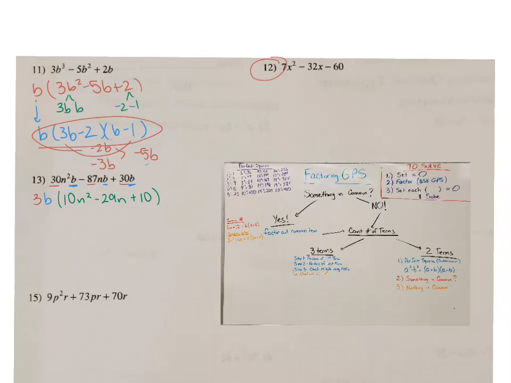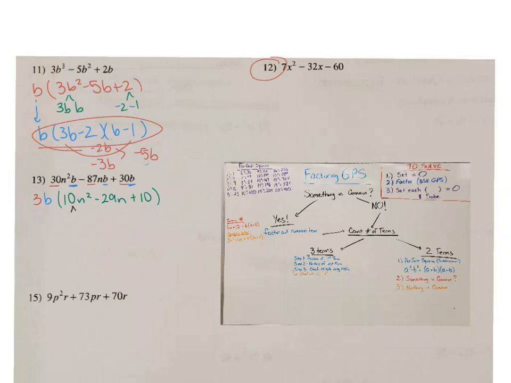Now I'm going to go through and double check and make sure I did distribute it correctly. So if you want to check your work, 3b times 10n squared does give me that. 3b times minus 29 does give me that. 3b times positive 10 does give me that. So that all works. And then I can do step 1, how do I get 10n squared?